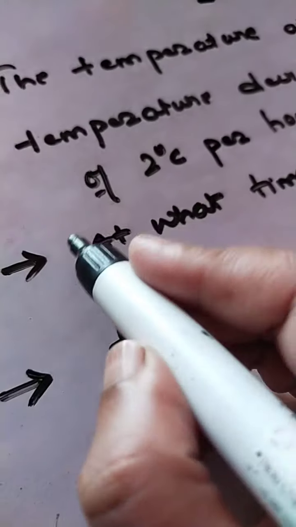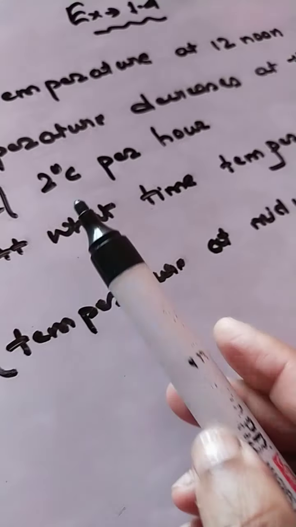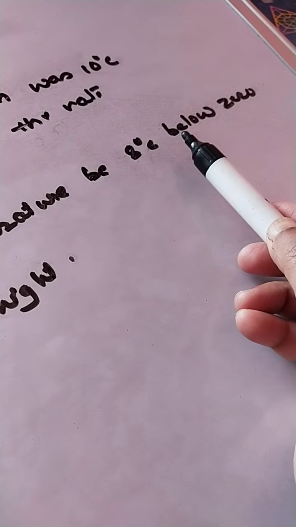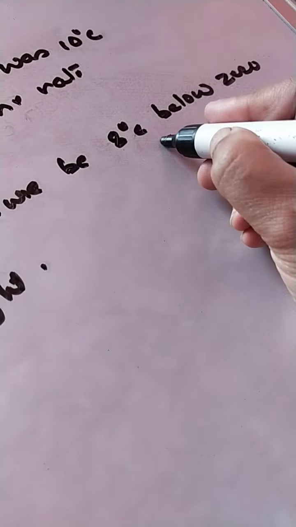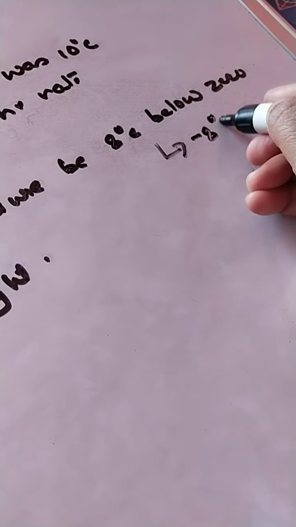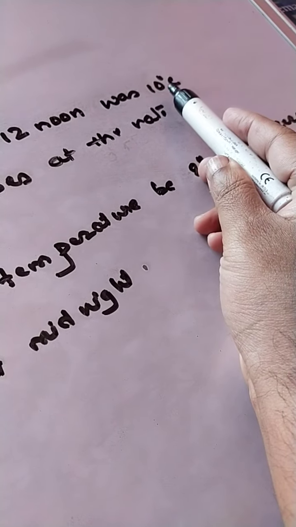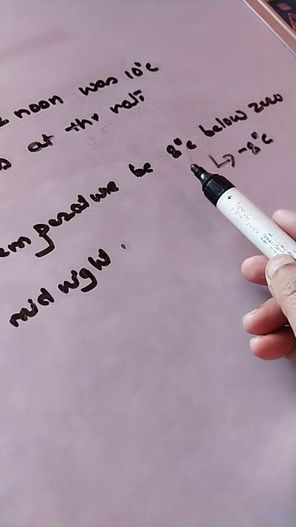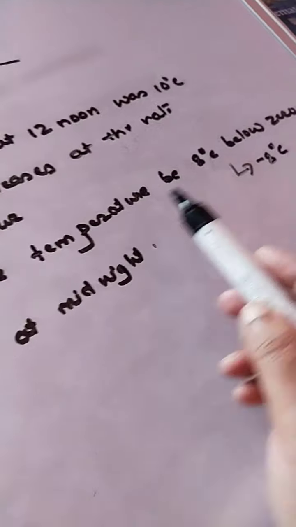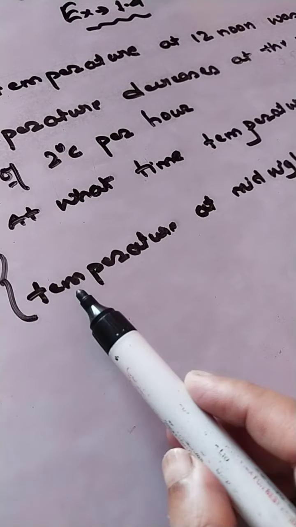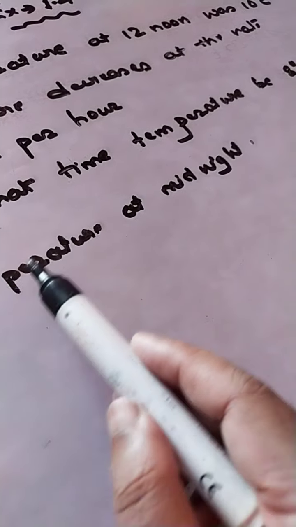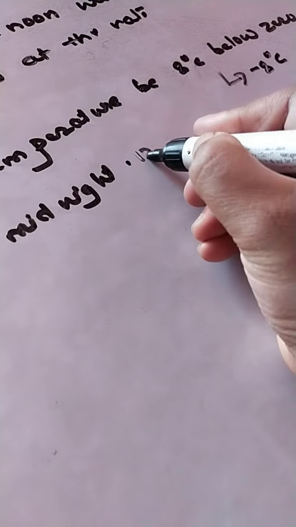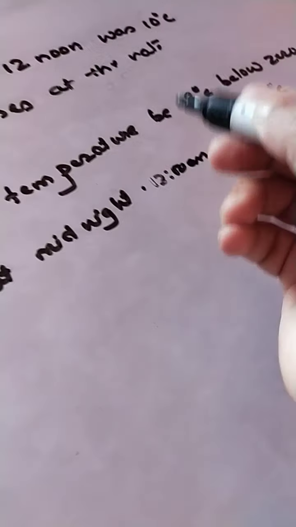These are the two questions that you have to solve. At what time would the temperature be 8 degrees Celsius below 0? That is, at what time will the temperature be minus 8 degrees Celsius? At 12 noon it was 10 degrees Celsius. Now at what time would the temperature be minus 8 degrees Celsius? This is the first thing that we have to solve. Another thing is the temperature at midnight, that is 12 a.m.